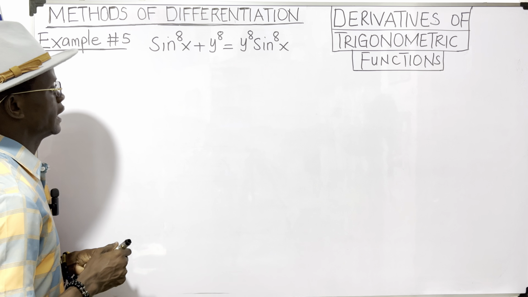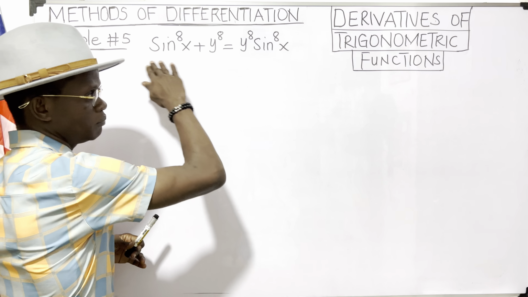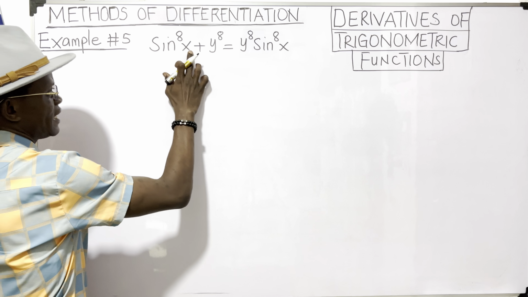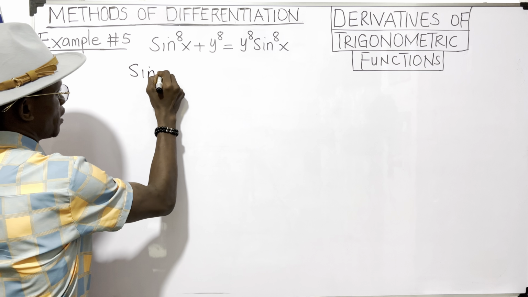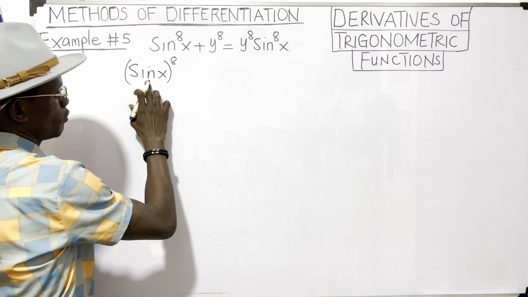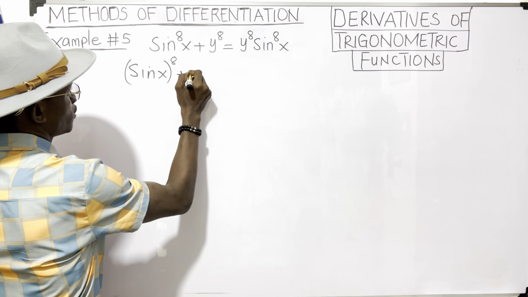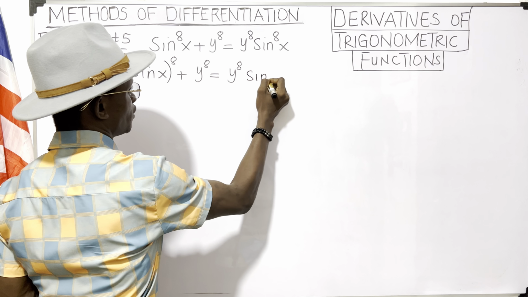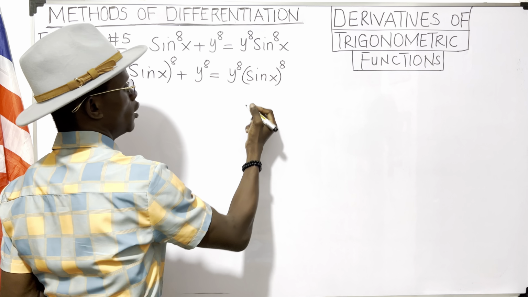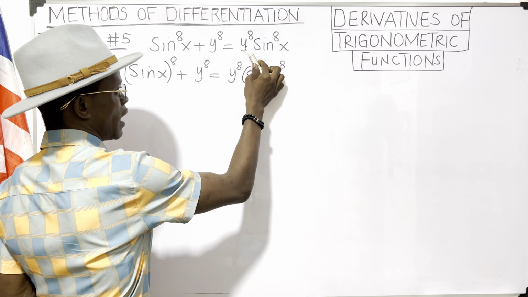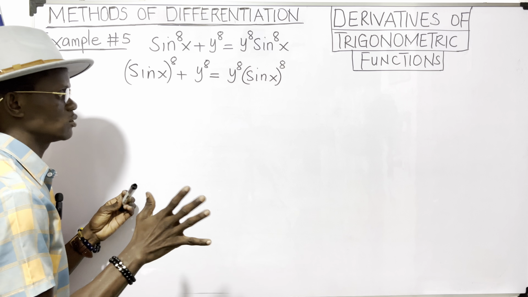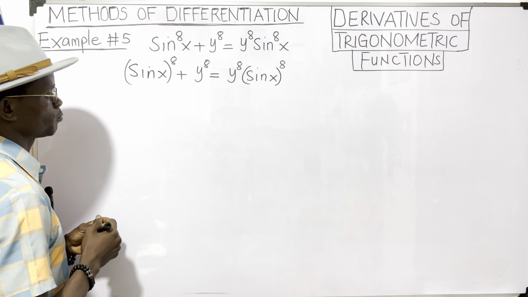So let's get started. Now this is an implicit equation because x and y are mixed up in the equation, so we must apply implicit differentiation. Now remember, sine raised to the power 8x is the same as saying sine of x raised to the 8th power, plus y raised to the 8th power, equals y raised to the 8th power times sine of x raised to the 8th power. We could also say, because y and sine have the same power, we could put all of them under the same parentheses. But let's do them separately.